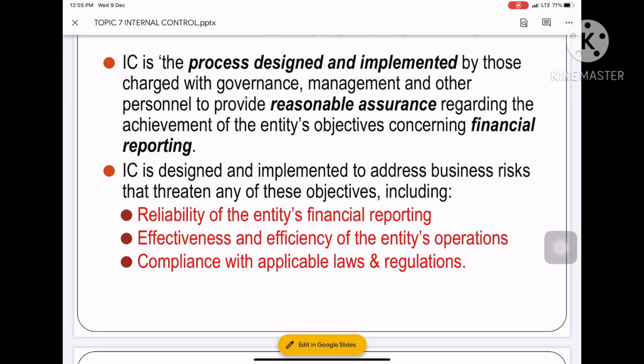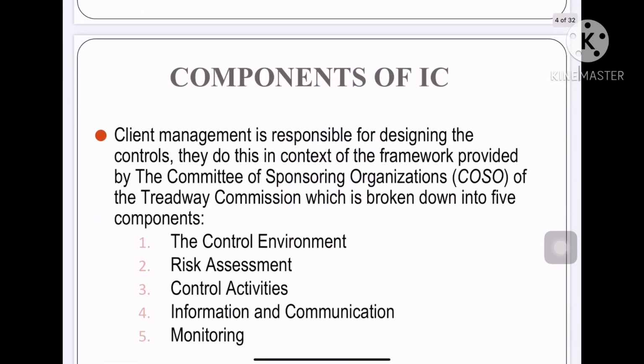If the system is good, it means that operation should be effective. All right, compliance with the applicable laws and regulations. So we can see whether the system complies with the rules and regulations or not. All right, components of internal control.